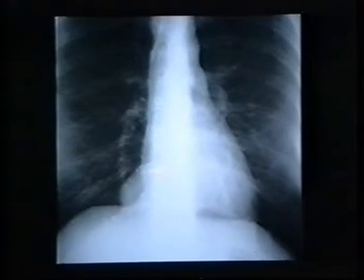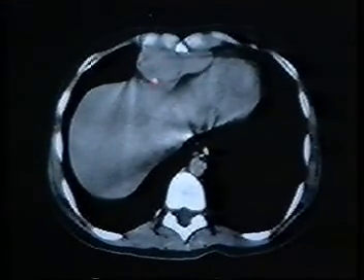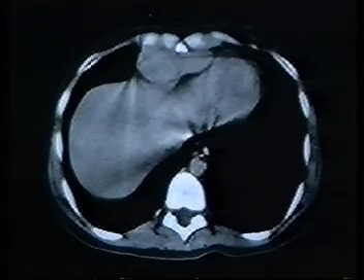Here a patient with a mass in the right cardiophrenic angle. Could be a pericardial cyst, could be a large fat pad, Morgagni hernia, or something like that. But in this patient, it was a large mass of anterior pericardiac nodes as a result of metastatic hepatoma.